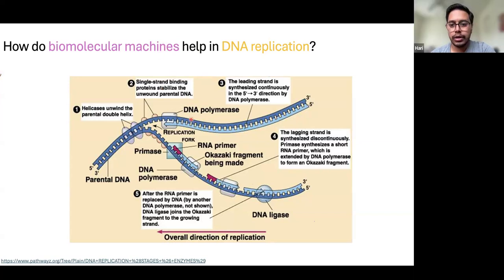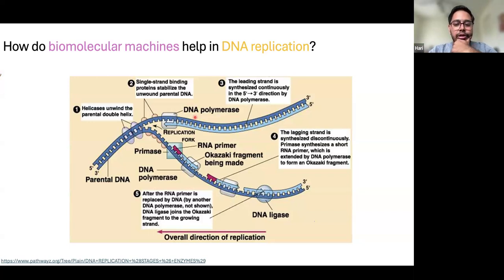If I understood your question correctly, you want an example of the single-stranded binding proteins which are bound to the DNA. I'm not aware of the specific names of those binding proteins, but I will get back to you if I find any specific examples of those proteins that help in stabilizing the unwound parental DNA.